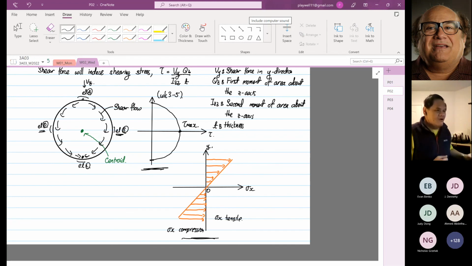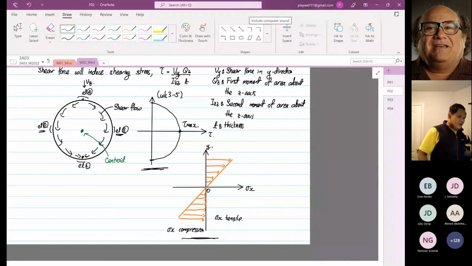Before I stop, when we talk about shear flow, is that the deformation or just stress? It's just how the shear stress is flowing, nothing to do with deformation yet. We need to go into more detail on that later.